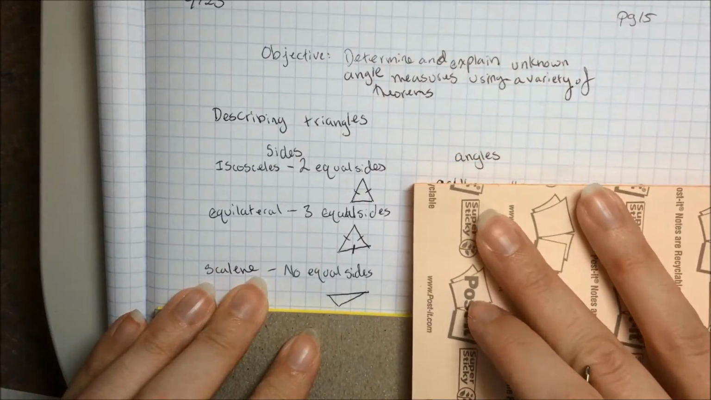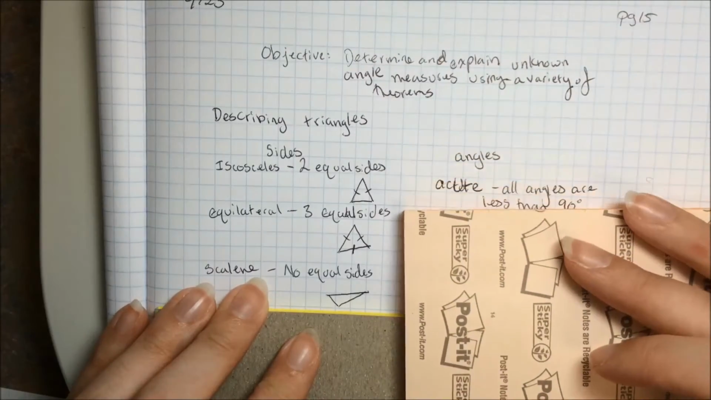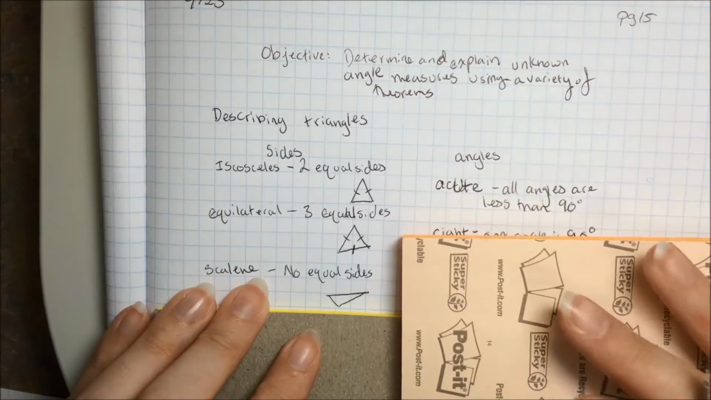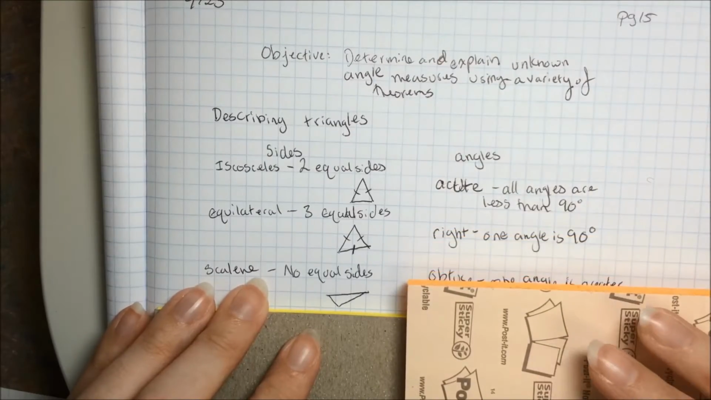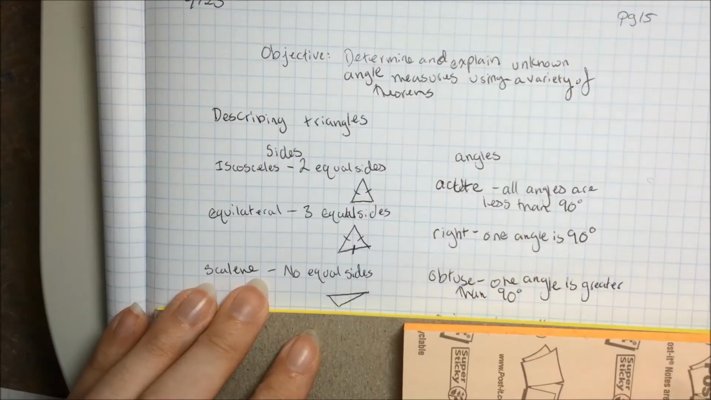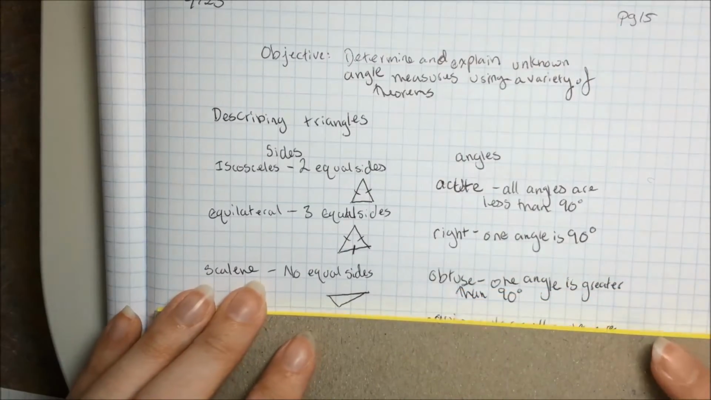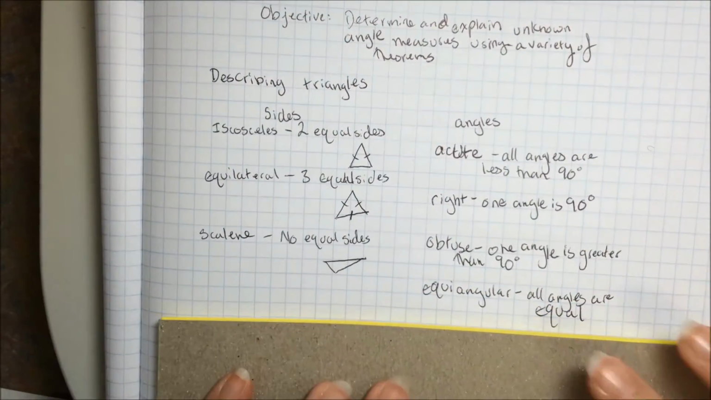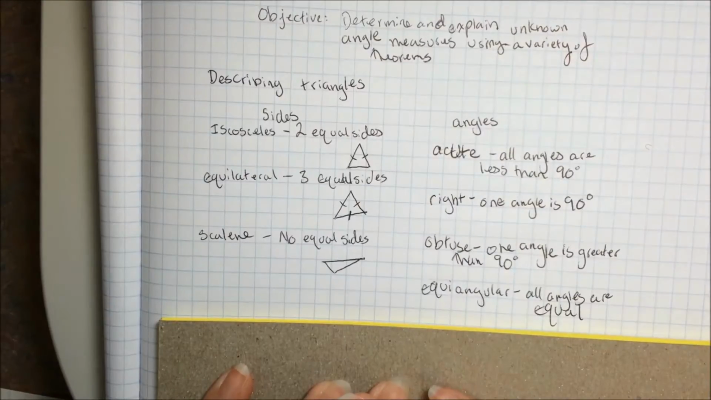We can also define triangles by their angles. Start with acute: all angles are less than 90 degrees. Right: one angle is 90 degrees. And obtuse: one angle is greater than 90 degrees. We could also describe triangles as being equiangular. That means all the angles are equal, and that's really the same as equilateral.